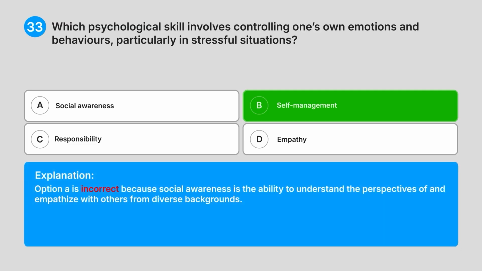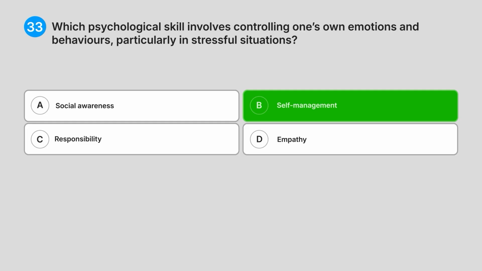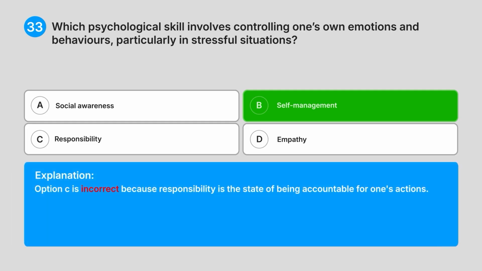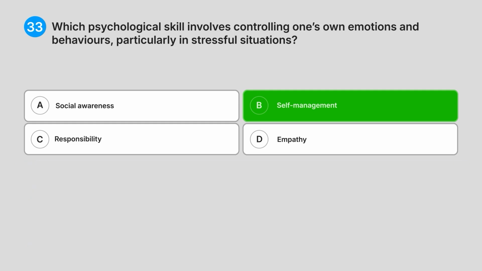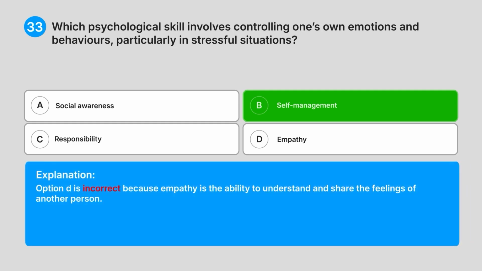Option A is incorrect because social awareness is the ability to understand the perspectives of and empathise with others from diverse backgrounds. Option C is incorrect because responsibility is the state of being accountable for one's actions. Option D is incorrect because empathy is the ability to understand and share the feelings of another person.